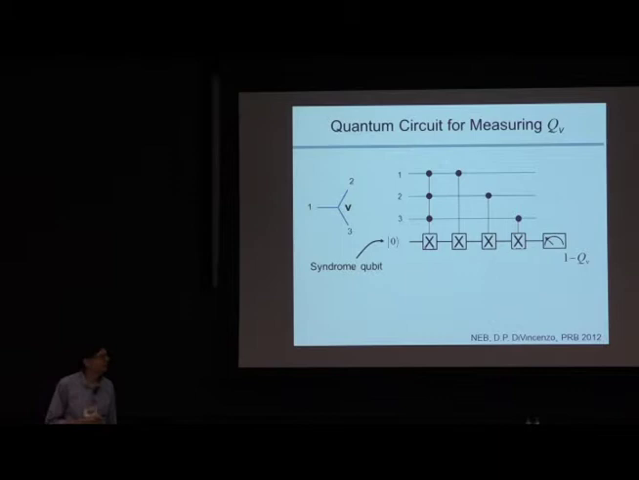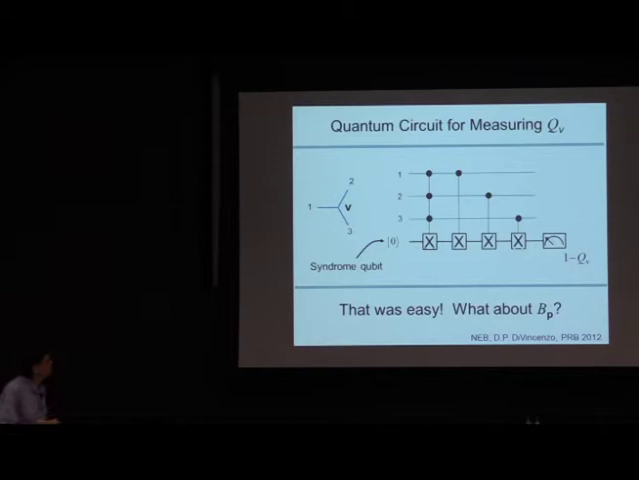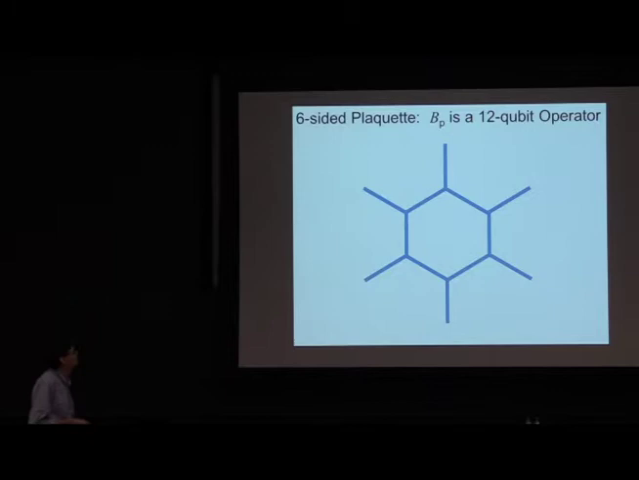So that was easy. You can just check for yourself that the circuit does indeed do what I say. It measures this QV. But BP is this horrible 12-spin interaction. So how do we do that? So here's the problem. Here are the 12 qubits associated with the 12 edges, the six plaquette edges and the six legs. And let me put the qubits back in.